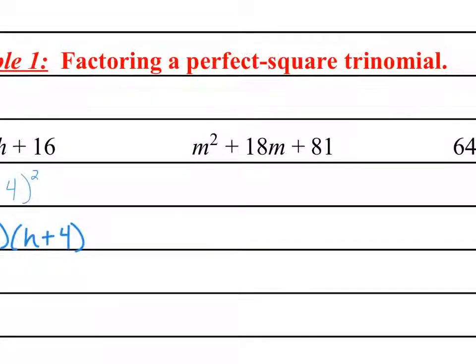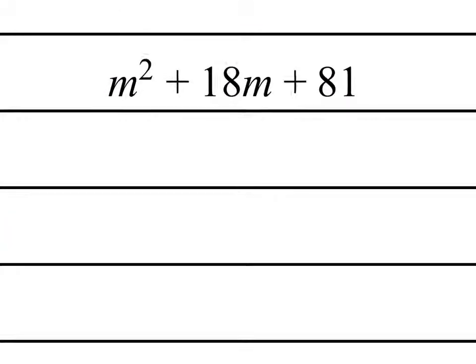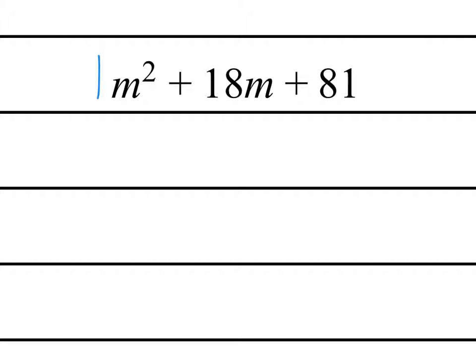Next one. The number in front of m squared right now is a 1. So is 1 a perfect square? Is 81 a perfect square? Yes, 9 times 9. So we split it up. Square root of the first term is m, because m times m gives me m squared. What's the square root of 81? 9. So m plus 9 squared. There would be 2 of those. It would just be m plus 9 times m plus 9, because 2 numbers that multiply to 81 and add to 18 are 9 and 9.